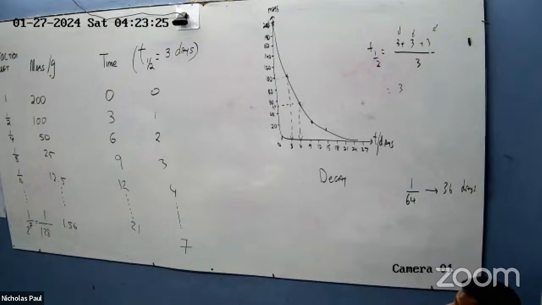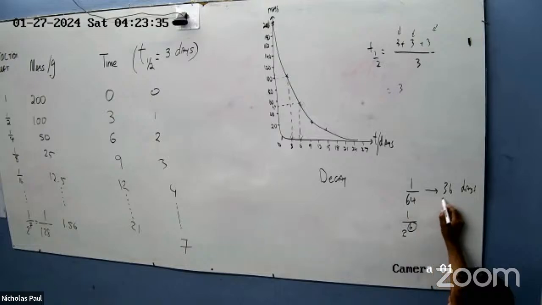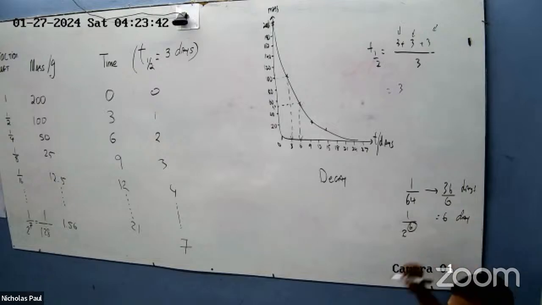So 1 on 64 is 1 on 2 to the 6, so that's 6 half-lives, right? So it took 6 half-lives to reach here. So I just have to divide 36 by 6, and I'll get 6. So the half-life is 6 days. Are you okay with that?